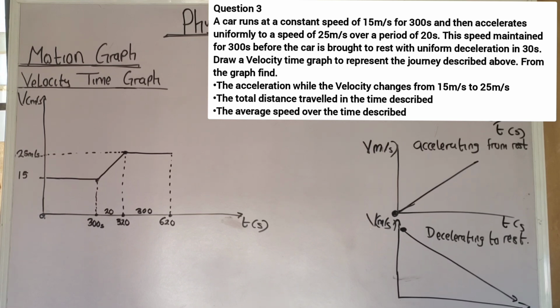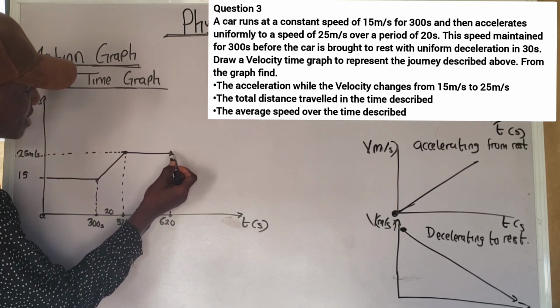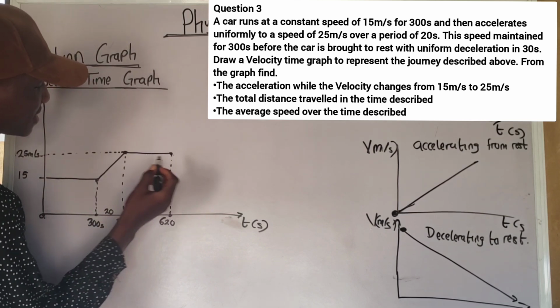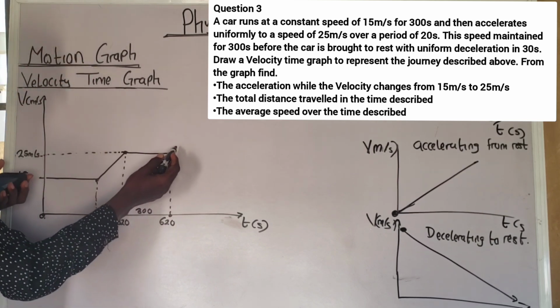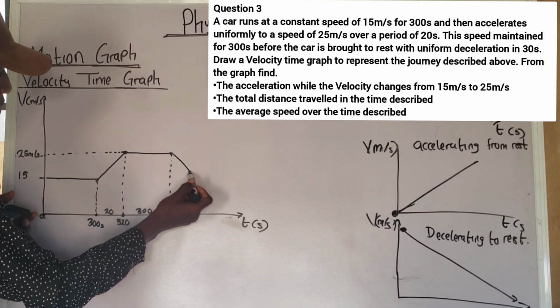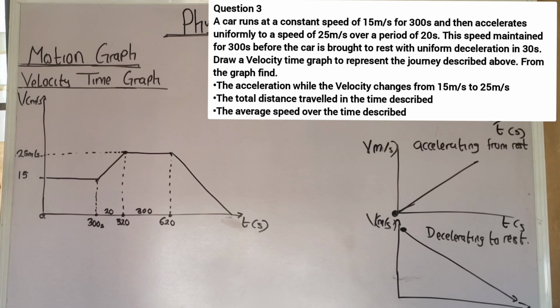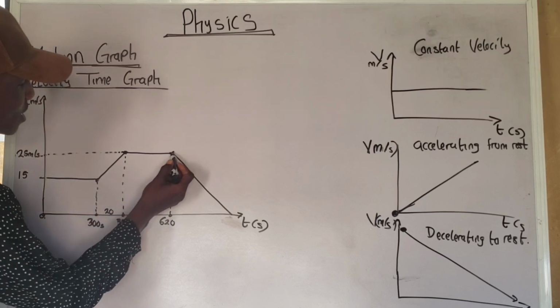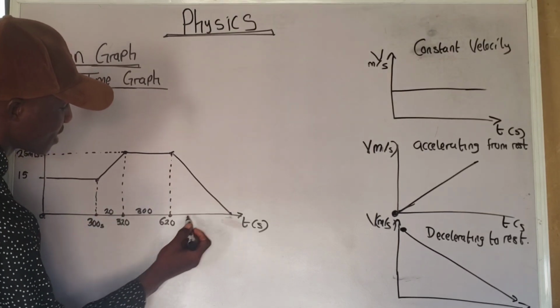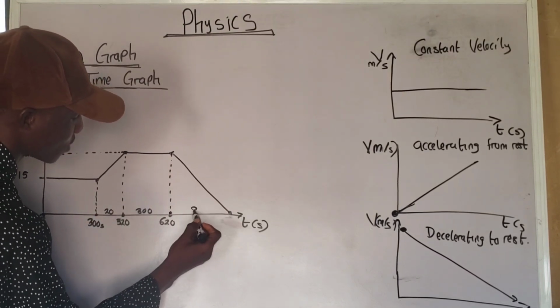The speed is maintained for 300 seconds before the car is brought to rest with uniform deceleration in 30 seconds. So from this point, the car decelerates. Oh, 30 seconds, sorry. The car is brought to rest with uniform deceleration in 30 seconds. So from this point to this point, it is 30 seconds.